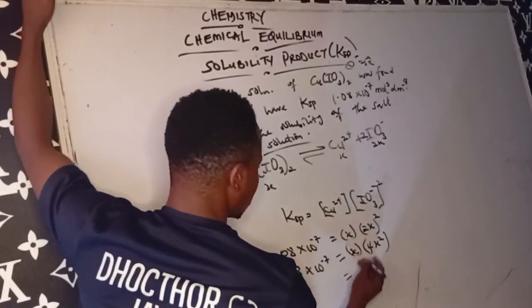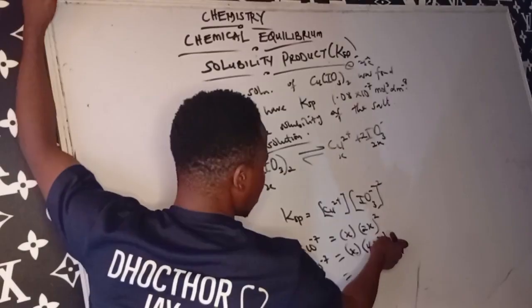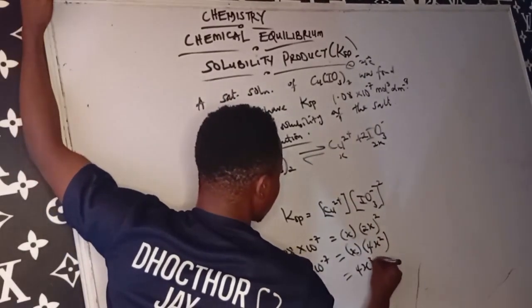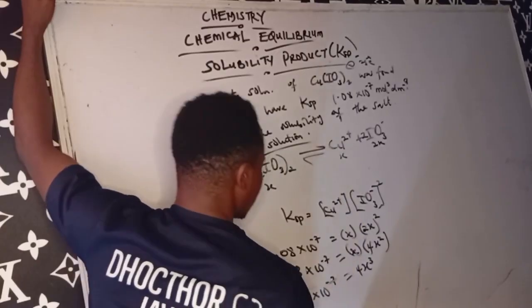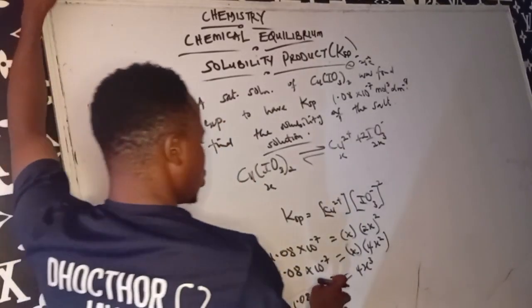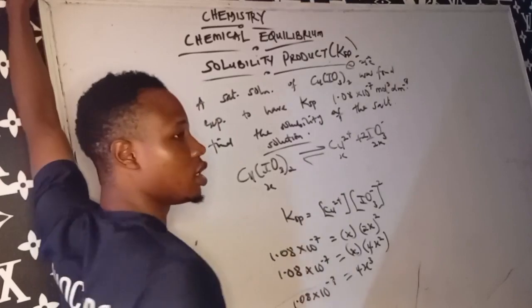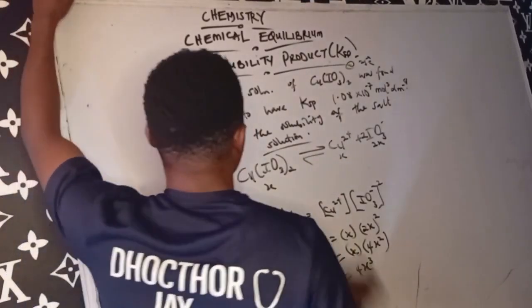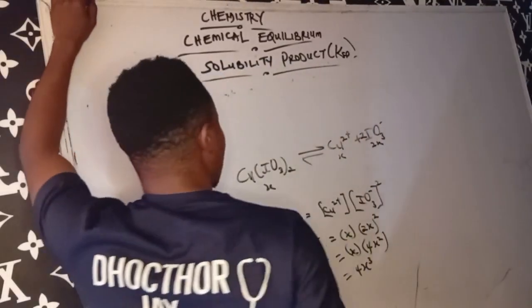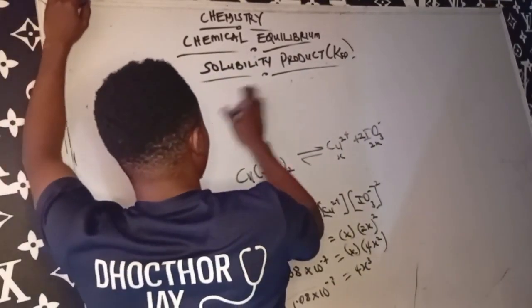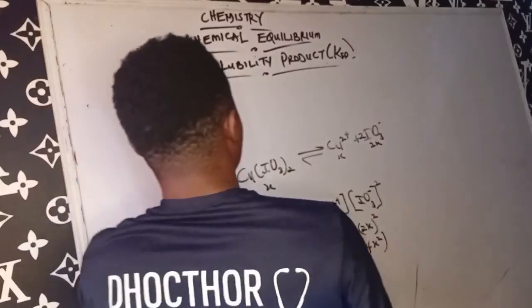Now the bracket can open. So what do you do next? You open this. X times x squared. You get 4x cubed equals 1.08 times 10 raised to the power minus 7. Now this is where your calculator or your mathematics genius comes in. In mathematics, you know of standard form and you know of indices as well.